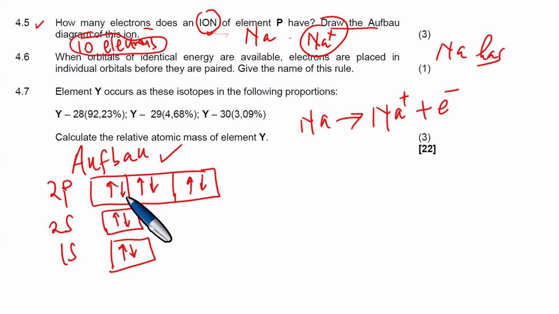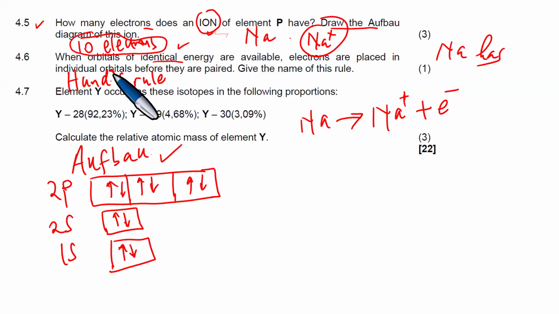Okay, something that you need to learn, and we're going to discuss this. I'll have to test your understanding of this kind of diagram. When orbitals of identical energy are available, the electrons are placed in individual orbitals before they are paired. Give the name of this rule. That is called Hund's rule.